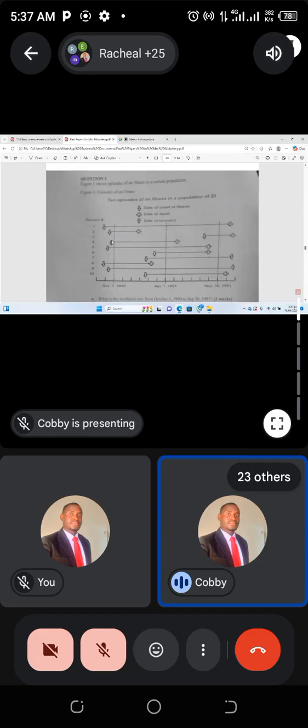Okay, then we have these cases. Now the first question is asking, what is the incidence rate from October 1st, 1990 to September 3rd, 1991? They're asking what is the incidence rate. So how can we find the incidence rate from October to September 1991?